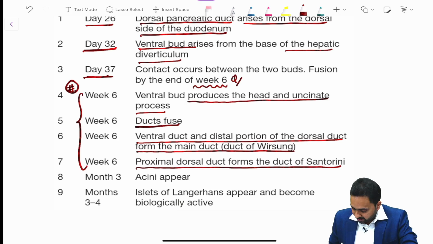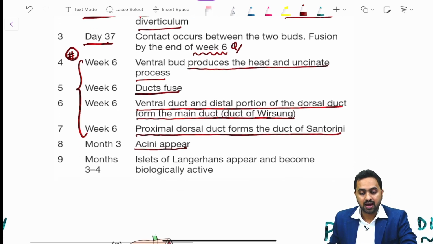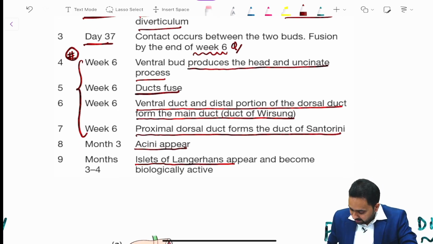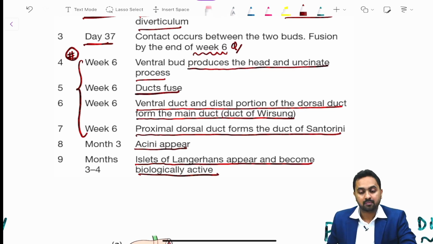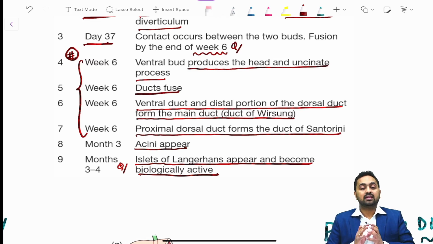Then at month 3, we have the acini which appear, and at months 3 to 4, the islets of Langerhans appear and become biologically active, right. So the islets of Langerhans appear and become biologically active during the 3rd to 4th months.